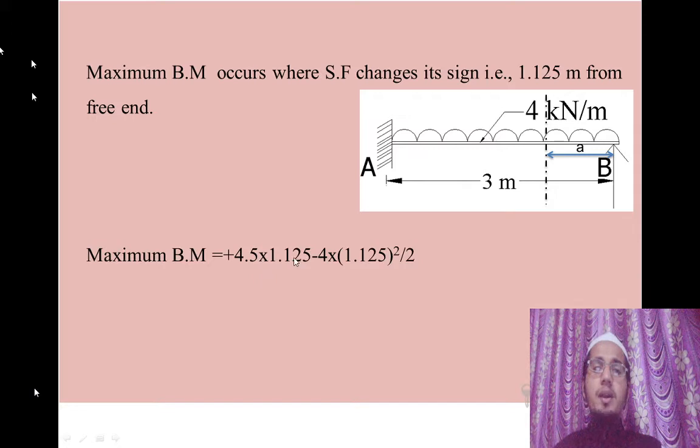So, the maximum bending moment at the point of contra shear, at a distance of 1.125 meter from the free end, will be equal to 4.5 upward reaction into 1.125 minus the downward load 4 into 1.125 into 1.125 divided by 2. Okay. So, by solving you will get the maximum positive bending moment as 2.53 kilonewton meter, which is between 1 meter and 2 meter distance from the free end. So, with the help of these points you can easily draw the exact bending moment diagram.